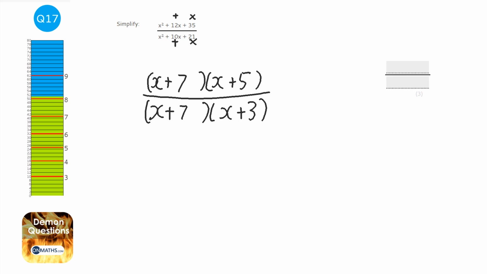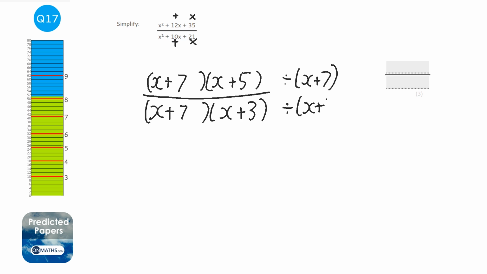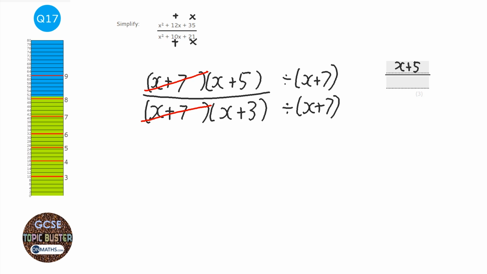And all you need to do is divide top and bottom by, let's do it top and bottom. Get rid of that. So all I need to do is divide top and bottom by x plus 7. And what that does is just gets rid of that and gets rid of that. The fraction stayed the same, but now it's x plus 5 over x plus 3.